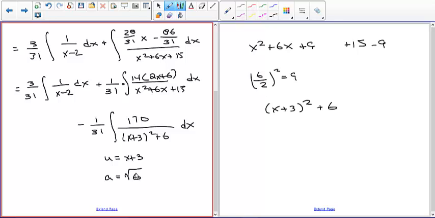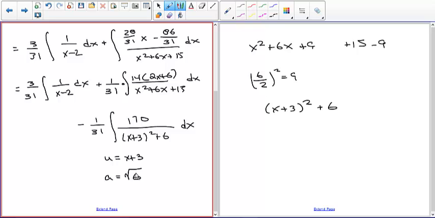And we know from previously that the integral of 1 over a squared plus u squared is 1 over a times the arctangent of u over a. Just like it was in the previous example. The only difference is that instead of just having x squared plus some constant, we have (x plus 3) squared plus some constant.